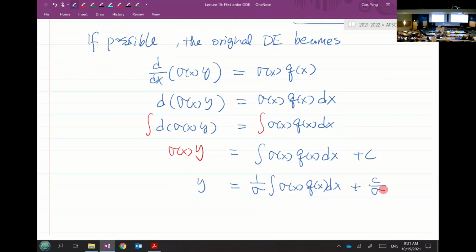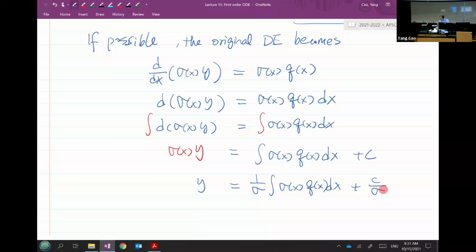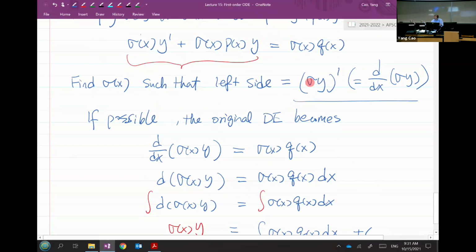Okay, I said that. I haven't found a sigma of x yet, but I'm just giving you a glimpse of how this sigma could give us a solution for the answer here. All right, so that sigma is the key here. If we can find a sigma, then we solve the problem. Okay, that's good. So now let's get back to the sigma here.